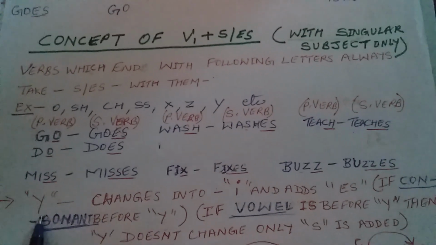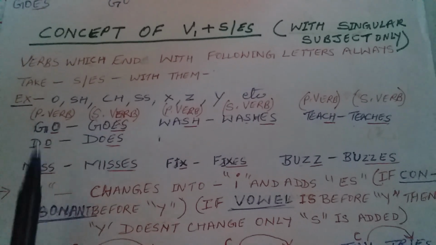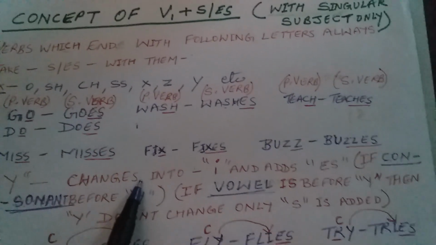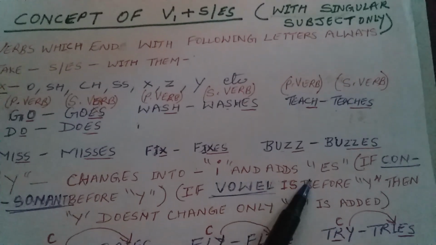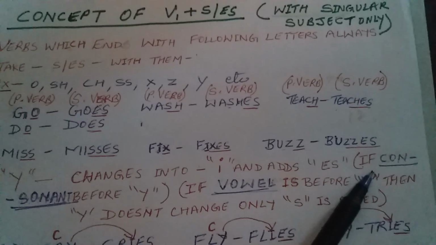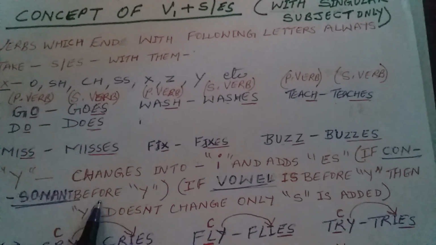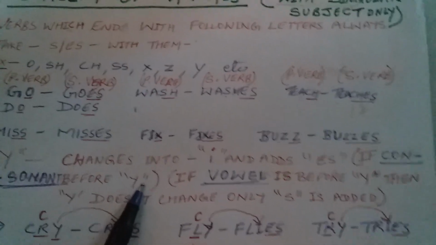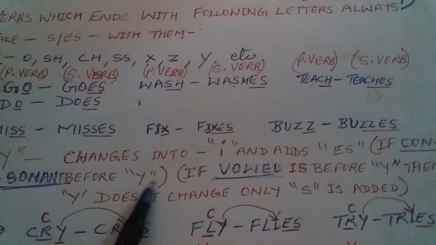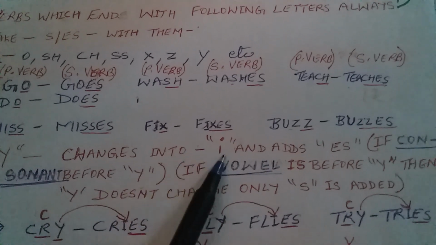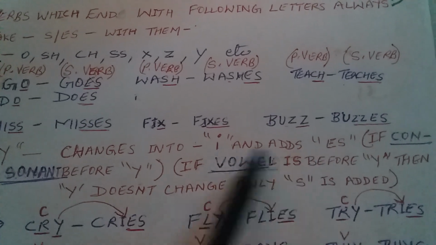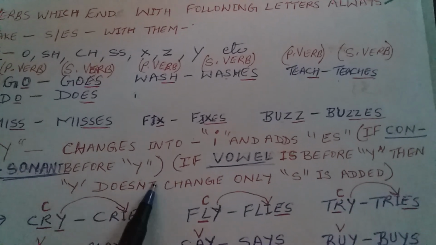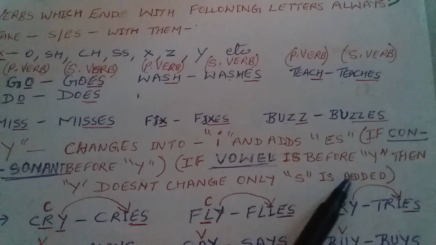Now the concept for y, which is a little bit different from the previous one. If the verb is ending with y, and a consonant is used before y, I hope you know what consonants are, the alphabets other than vowels are called consonants, then the y changes into i and es is added. But if before y a vowel is there, then y does not change, only s is added.